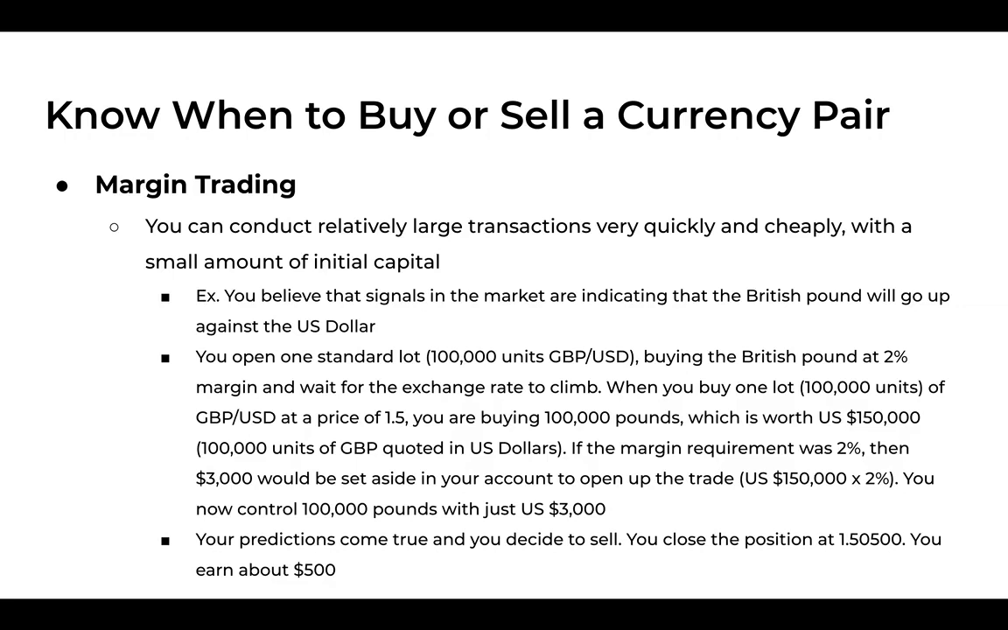So your predictions come true and you decide to sell. You close the position at, let's say, $1.50 and 500 and some change, whatever that may be, and you earn about $500. So as you guys can see, we're looking at only putting up $3,000, and that's a 16, almost 17% gain on one trade, and that's with a low margin level, right? If we went up to, let's say, 1 to 100, we would only need $1,500 to open up this position, and that would actually be a much larger gain, almost 30%, a little bit more than that actually, on just one trade.